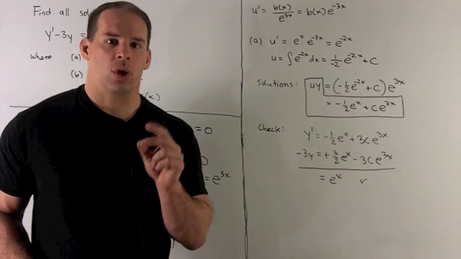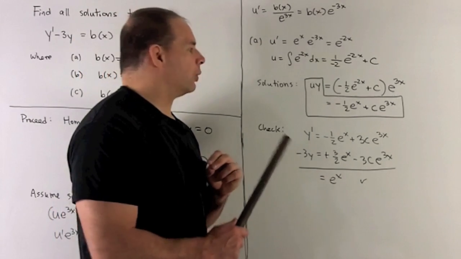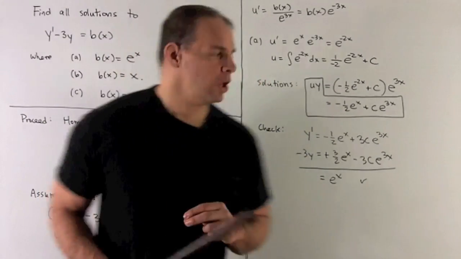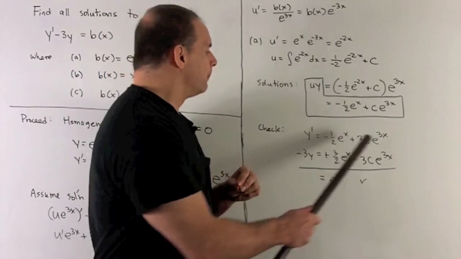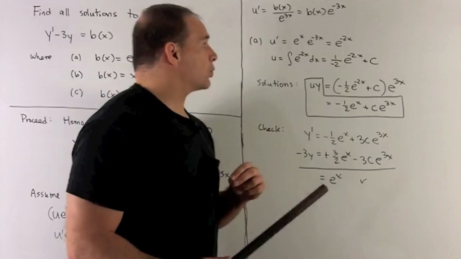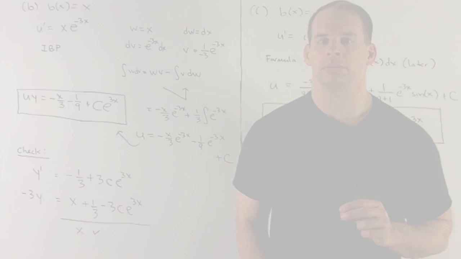Now, of course, we want to check our work, so let's see what happens. If I push it back through our non-homogeneous differential equation, you'll note as you work it out, everything's going to cancel except for an e to the x, and that's what I want for b of x, so that works.